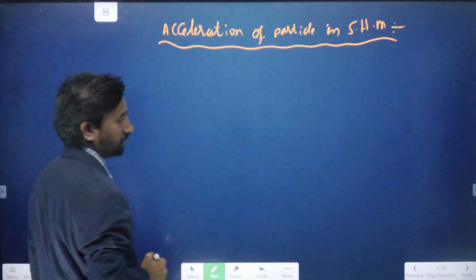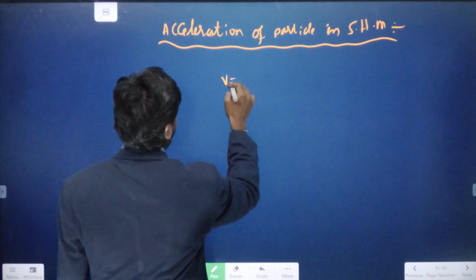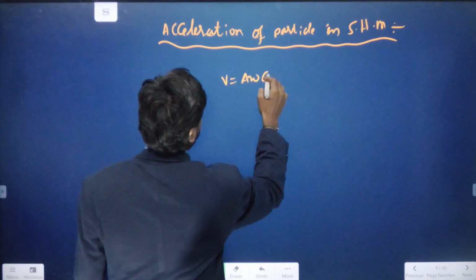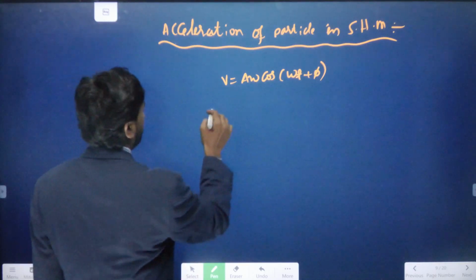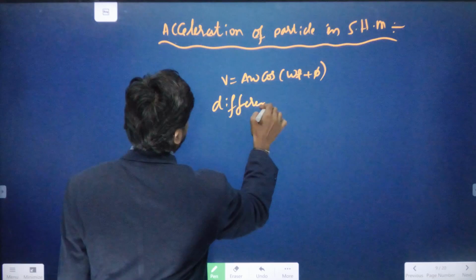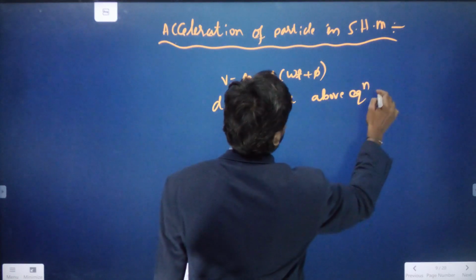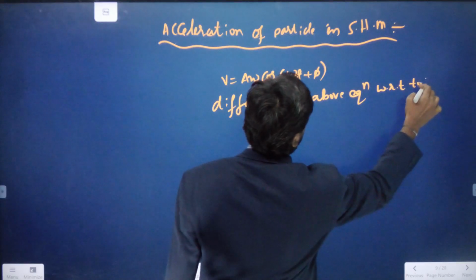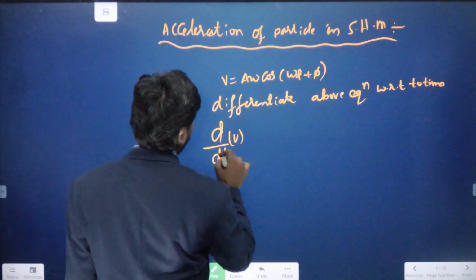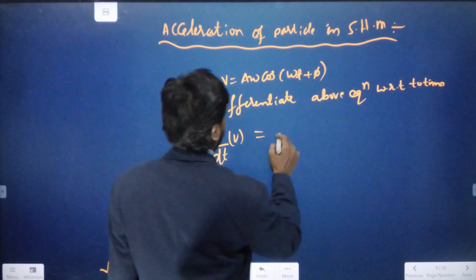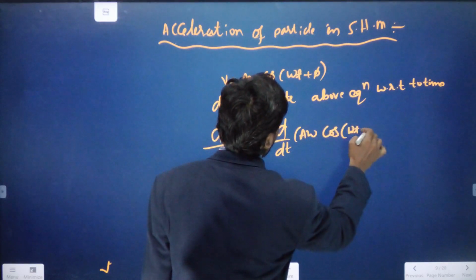By using the velocity equation we got there: from the velocity of a simple harmonic motion of a particle, v is equal to a into omega cos of omega t plus pi. Okay, so now if we differentiate the above equation with respect to time, d by dt of v, that means the rate of change of velocity, and here d by dt of a omega cos of omega t plus pi.